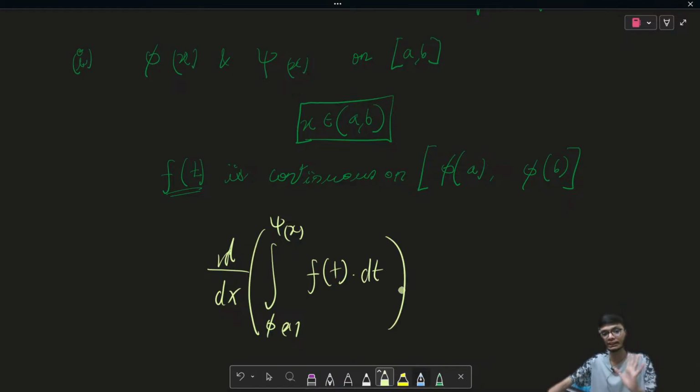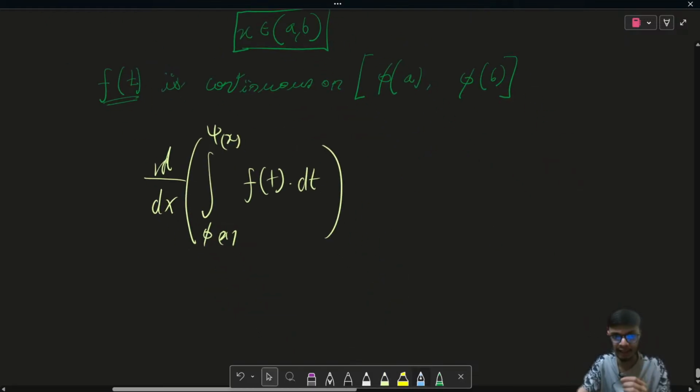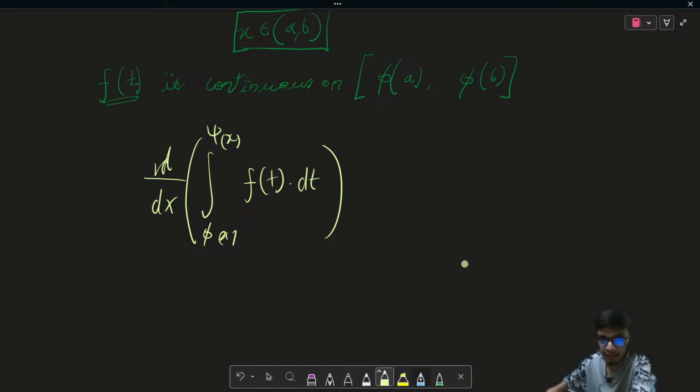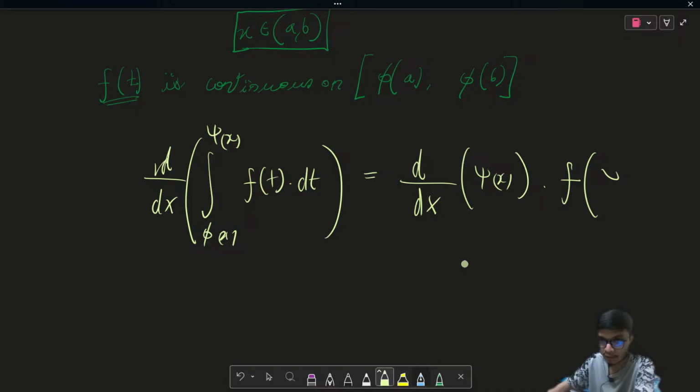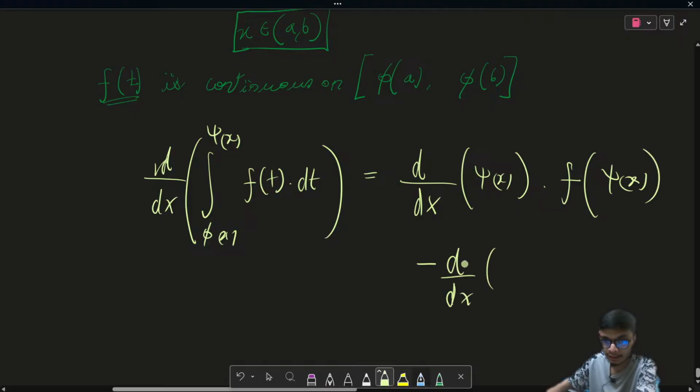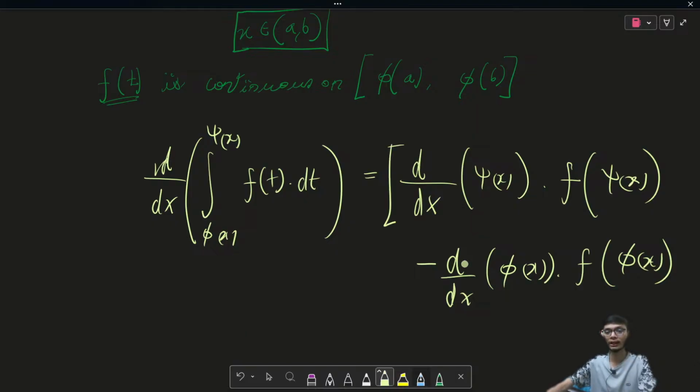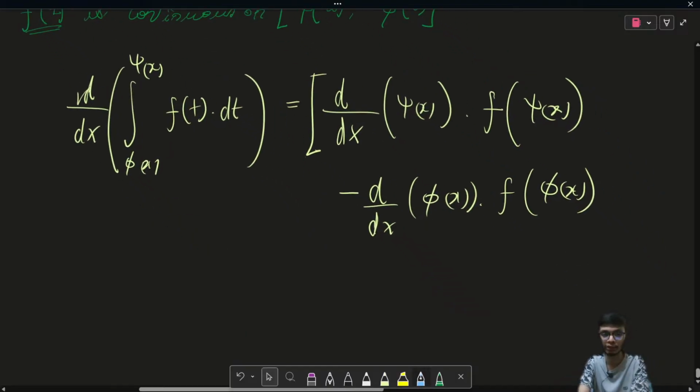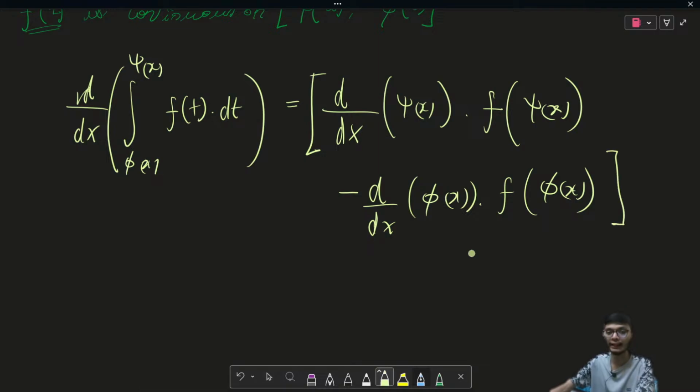and we want to differentiate this function, then as per the Newton-Leibniz rule, the derivative of this kind of integral is equal to: first differentiate the upper limit and multiply with the function value at the upper limit, minus differentiate the lower limit and multiply with the function value at the lower limit. This is what is called the Newton-Leibniz rule, or Leibniz rule for differentiation under the integral sign.